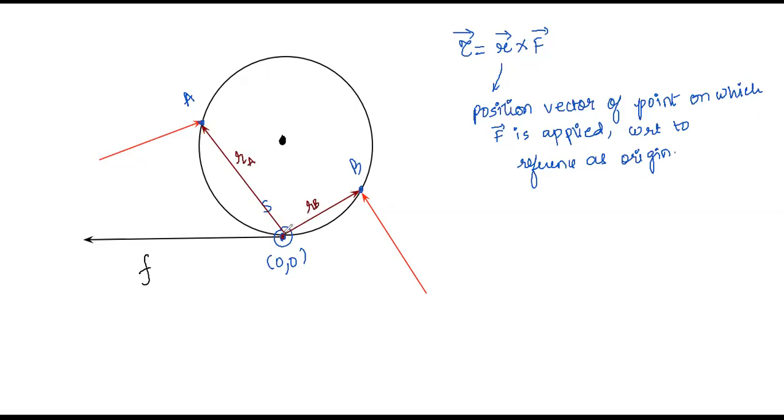For the point S, do we have a position vector? No, sir. So the position vector of S is a null vector, or it can be called as 0, right? What about the position vector of A? It is equal to RA. What about the position vector of B? It is equal to RB.